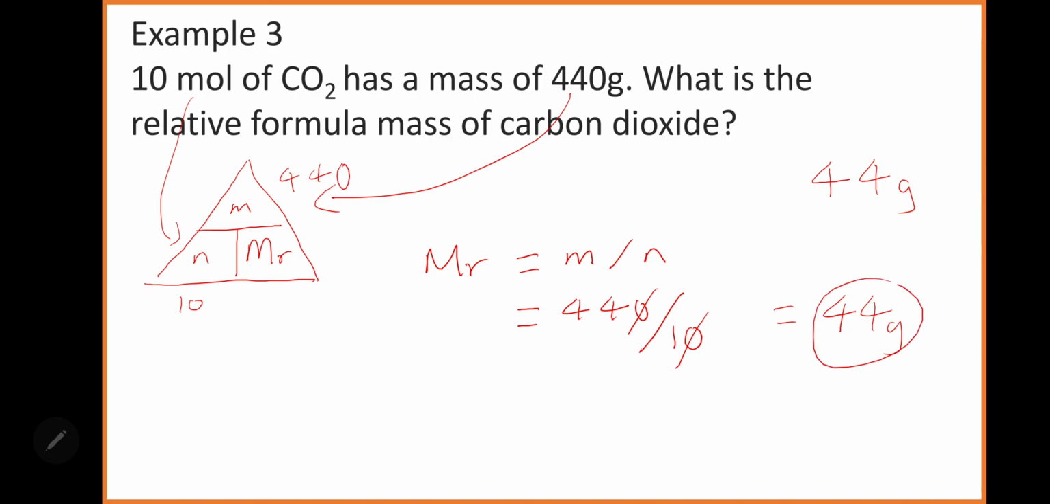So just to recap, all we need to do is remember the formula triangle. In some cases you may be given this in your exam, but it's best to remember this, and from there you can work out any of these variables.